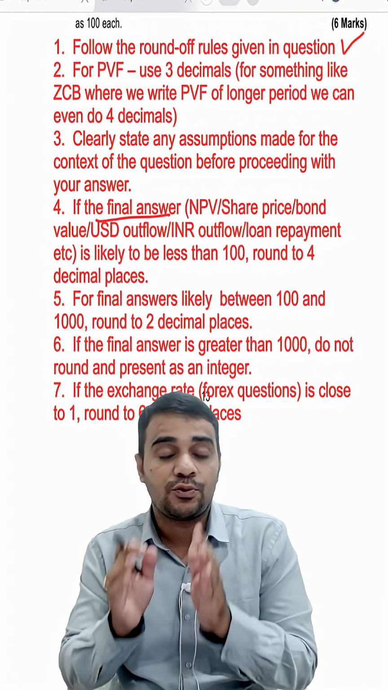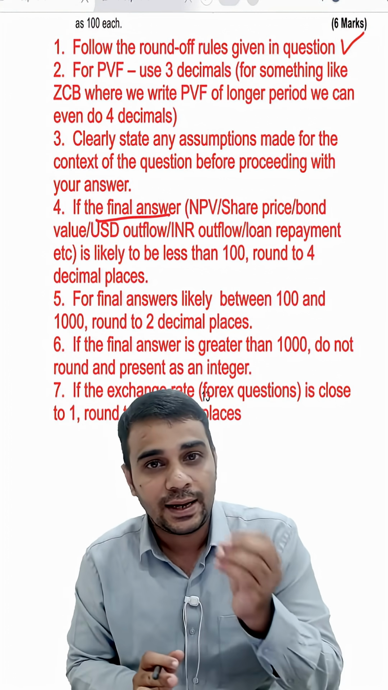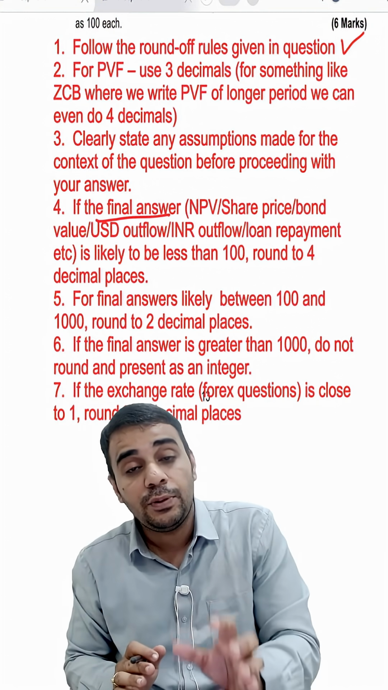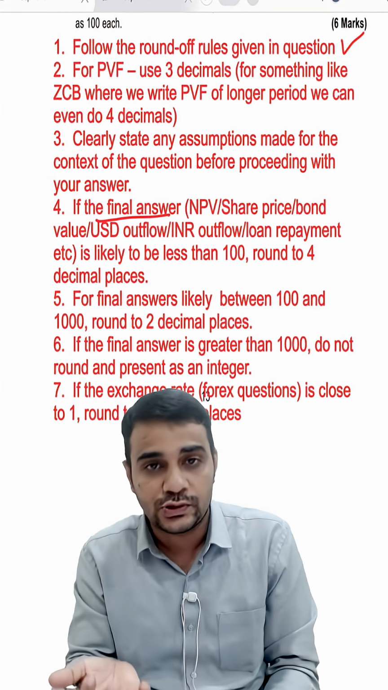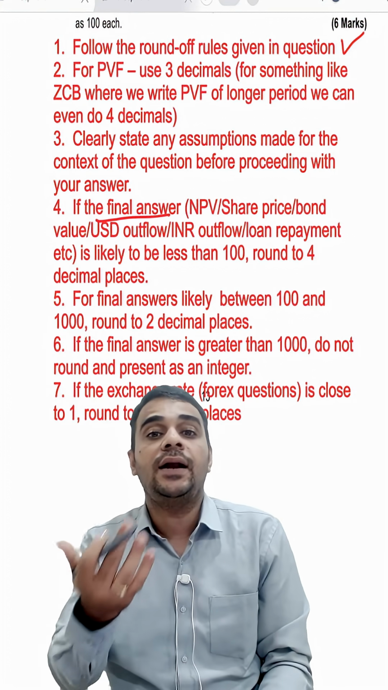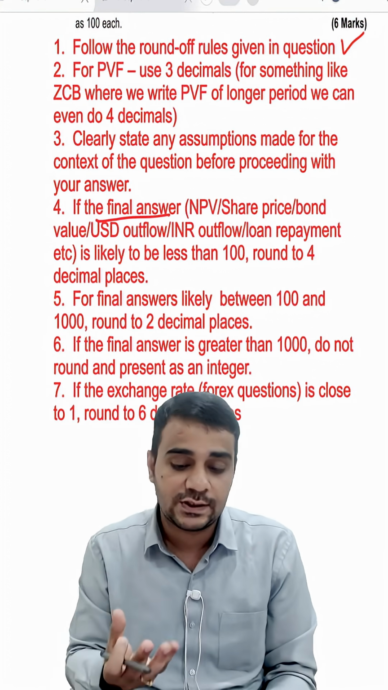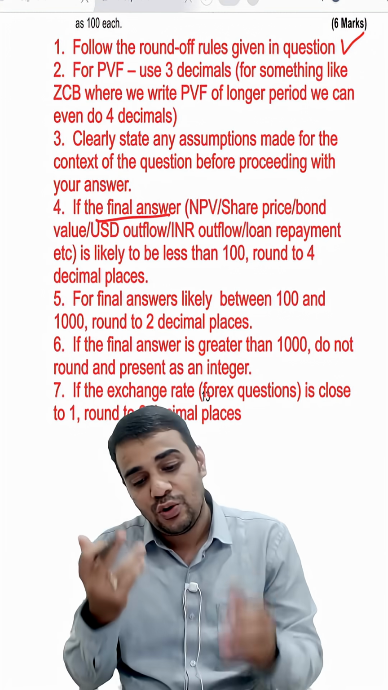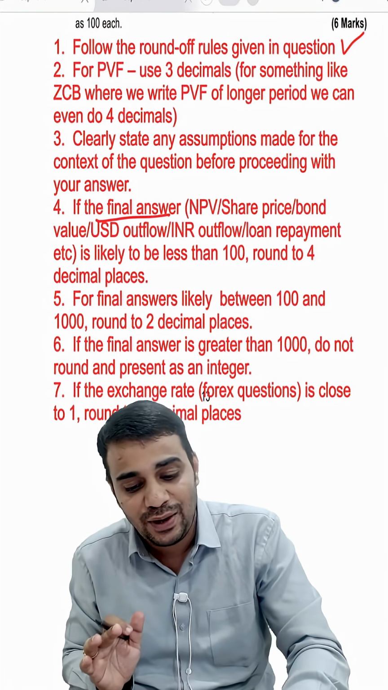If the final answer is going to be less than 100 rupees, you're calculating NPV is going to be less than 100. If NPV is going to be between 100 and 1000, share price is going to be between 100 and 1000, 2 decimals. If the answer is likely to be more than 1000, no need to do any decimal. No need to do any decimal.